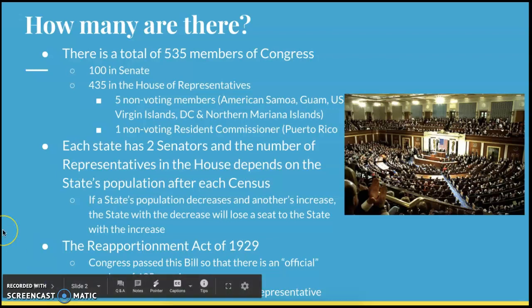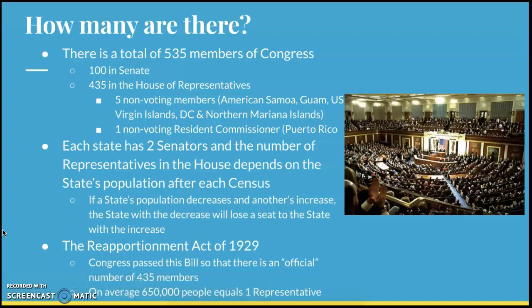So, for starters, how many members are there in Congress overall? Remember, Congress includes both the House of Representatives and the Senate. In the Senate, there are a total of 100 members, and in the House of Representatives, there are a total of 435 that are representing the states.